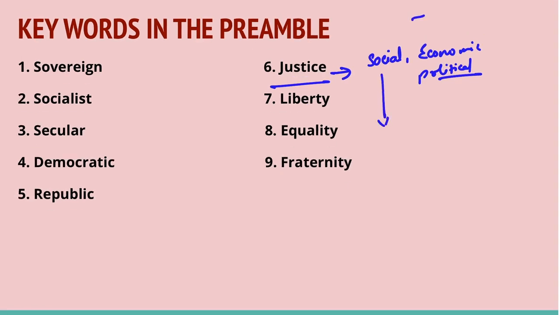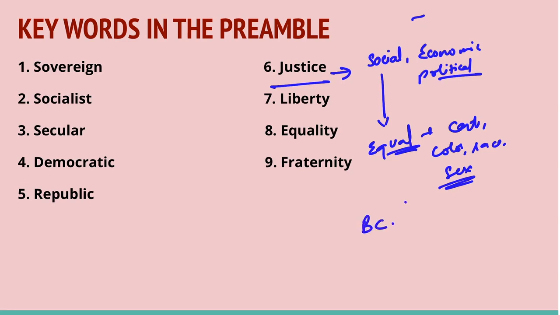Social justice denotes equal treatment of all the citizens without any social distinction based on caste, color, race, religion, sex and so on. So social justice means the absence of privileges extended to any particular section of the society, and the improvement in the condition of backward classes like SCs, STs and OBCs, and the women.